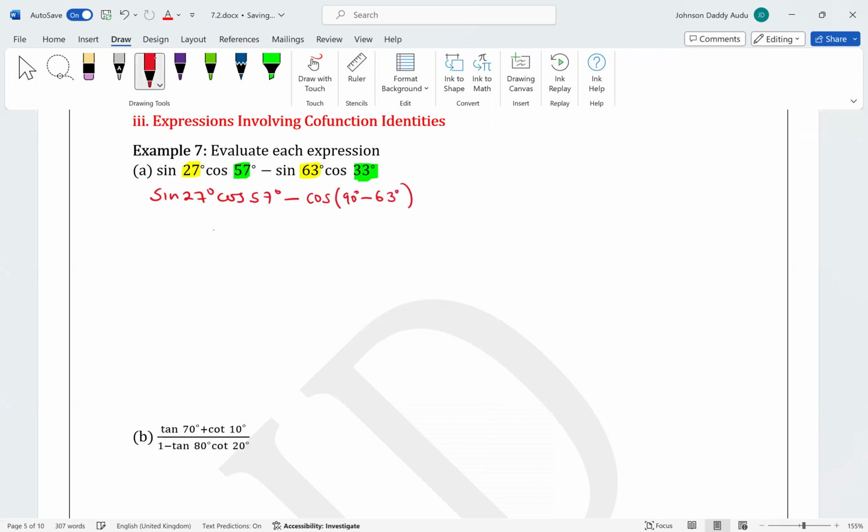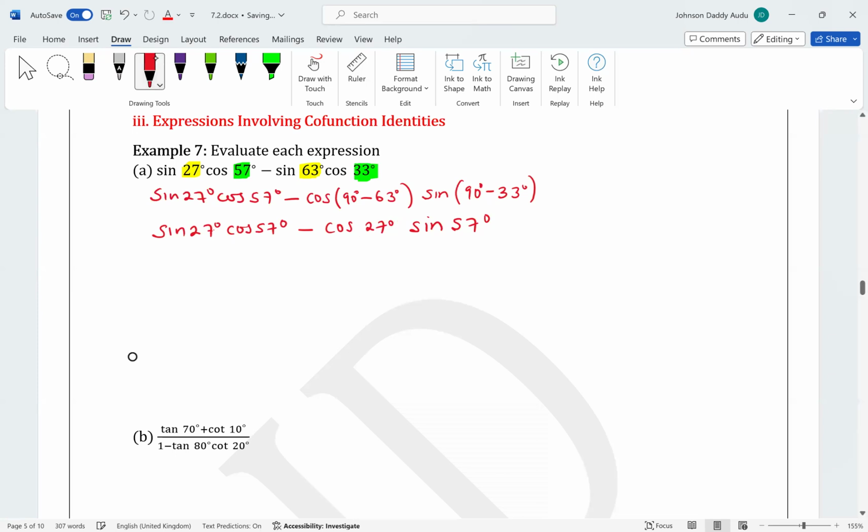And also this cosine, we can change it to be sine 90 minus what? Minus 33. So here we'll have sine 27 cosine of what? 57. Now this is going to be cosine of what? 90 minus this will give us 27. And this will give us sine of what? 57. Okay. Now this makes sense.